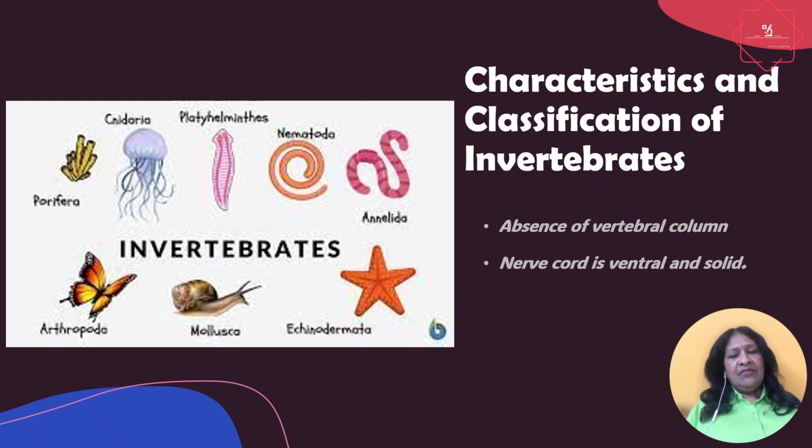Like if they have a heart, it will be dorsal in position. If there is hemoglobin, it will be dissolved in the blood. If they have limbs, they will have 3 pairs or more pairs of limbs. Let us dive deeper to know about each of these phyla in more detail.